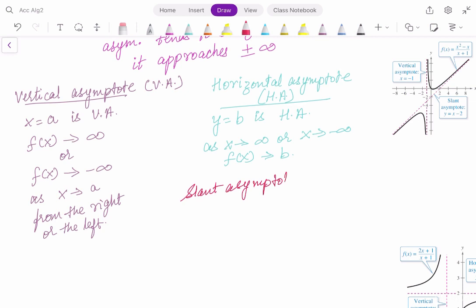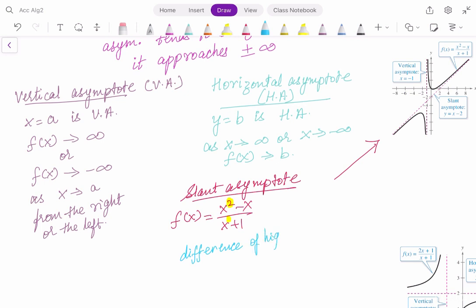The third type of asymptote is called the slant asymptote. Technically, we use synthetic division to calculate the slant asymptote. So f of x is equal to x squared minus x over x plus 1. If you can see, the difference between the highest power of the numerator and the highest power of the denominator is exactly 1. When that difference is exactly 1, we can use synthetic division to find the slant asymptote. That is the whole thing.